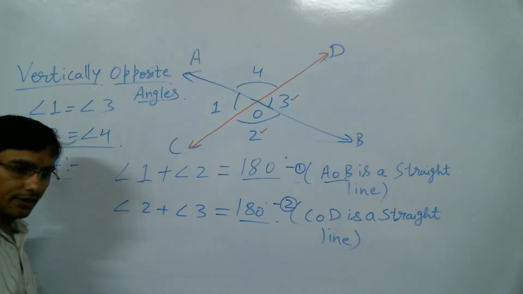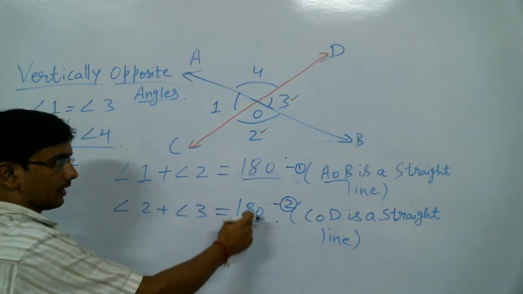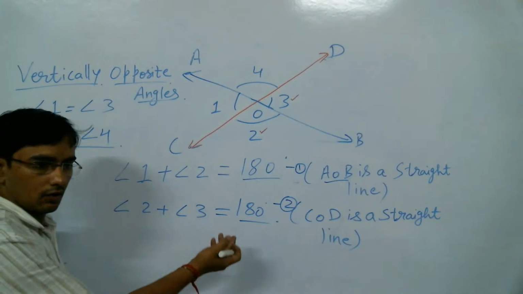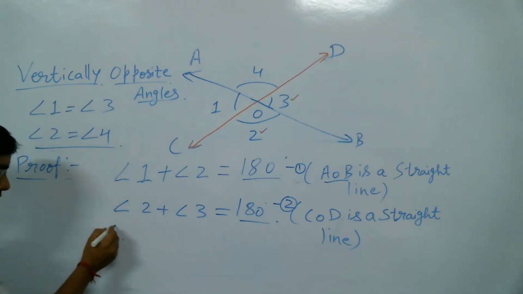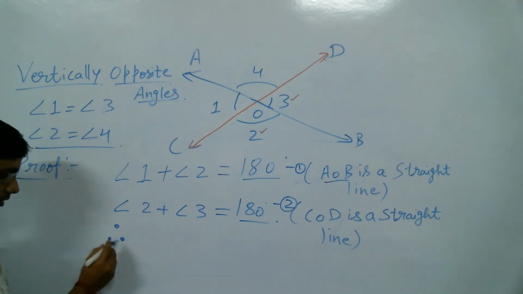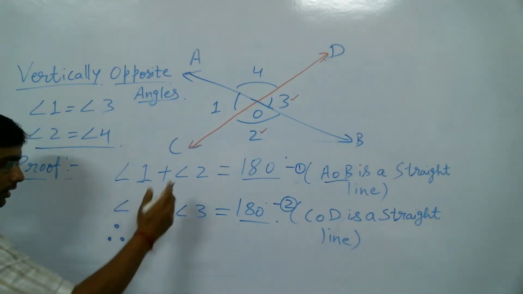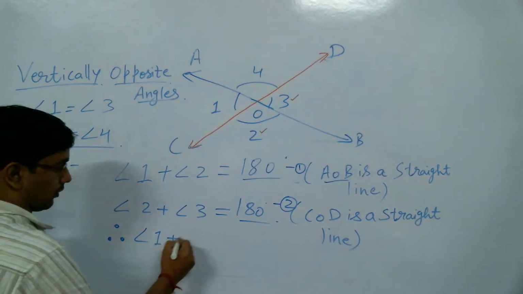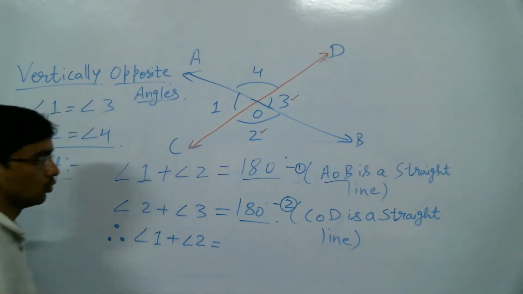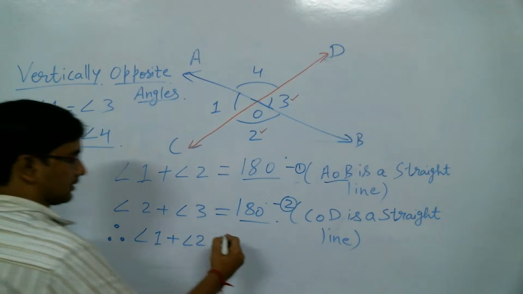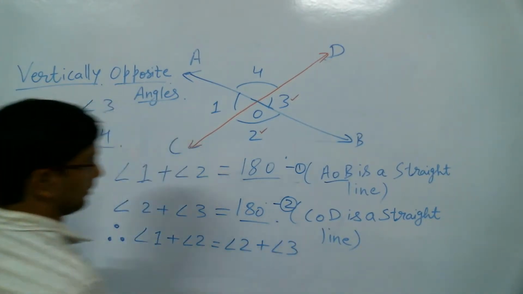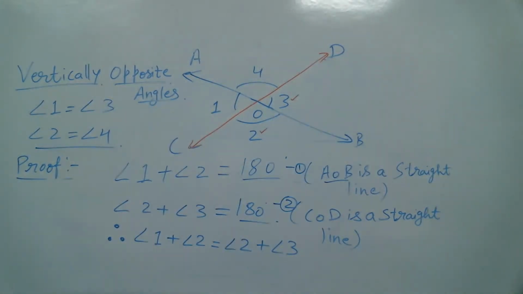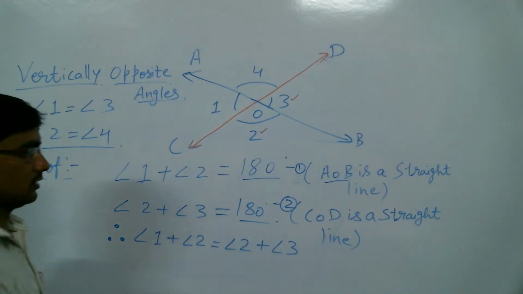Now what is happening here? Their left hand sides are equal. दोनों equation equal to 180 हैं, तो हम क्या लिख सकते हैं? Therefore, ऐसे 3 dots अगर आप बनाते हैं, इसका मतलब होता है therefore. अगर हम इक्वेट करते हैं तो एंगल 1 प्लस एंगल 2, इसको आप किससे इक्वेट कर सकते हैं? एंगल 2 प्लस एंगल 3. ओके, 1 प्लस 2 का सम 2 प्लस 3 के इक्वल आ गया.